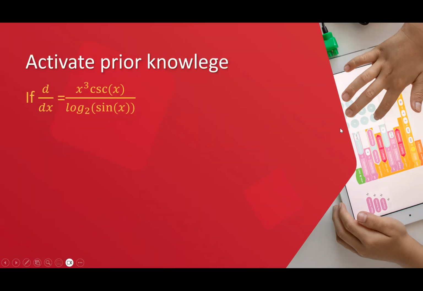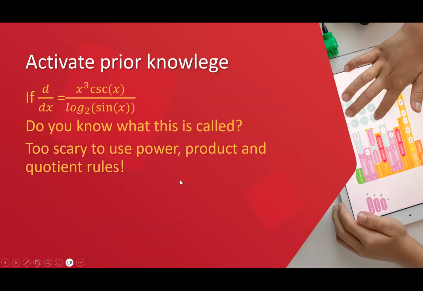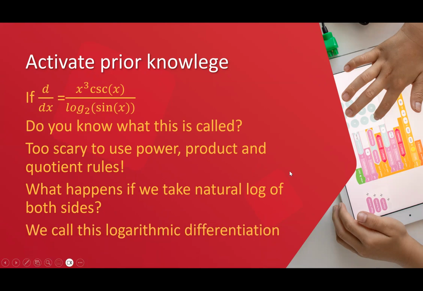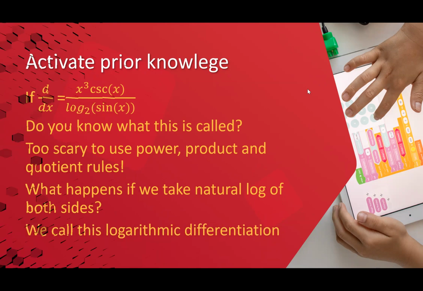Take a look at this. All right. This is a scary function. So you know what we call this? Too scary to use the power, product, and quotient rules all at once. So what happens if we take the natural log of both sides? We use the laws of logs. It becomes a lot easier, and we call this logarithmic differentiation.